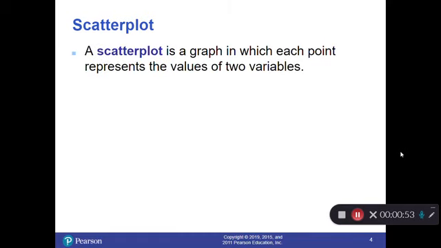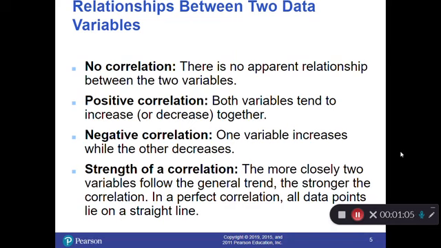Whenever we're looking for correlations, it's usually helpful to look at what's called a scatter plot, which is a graph where each point represents values of two different variables. And whenever we look at those scatter plots, we can try to see whether there are relationships between the two data variables or the points on the scatter plot.